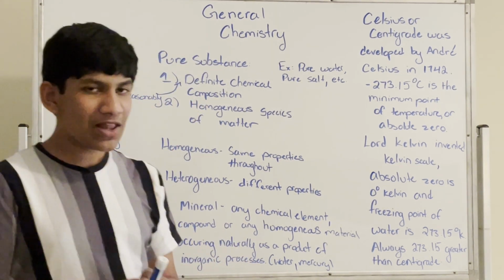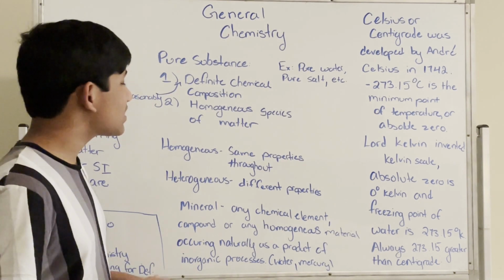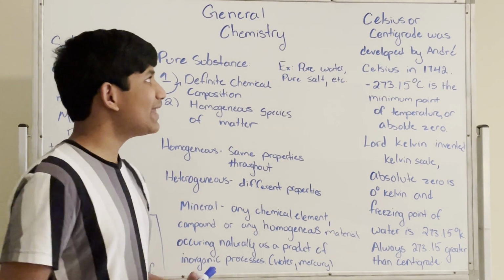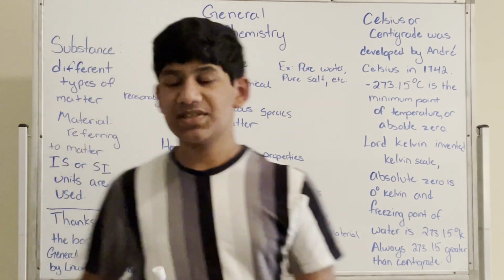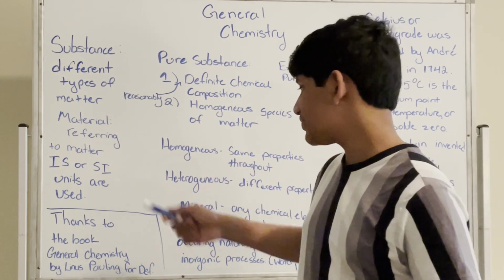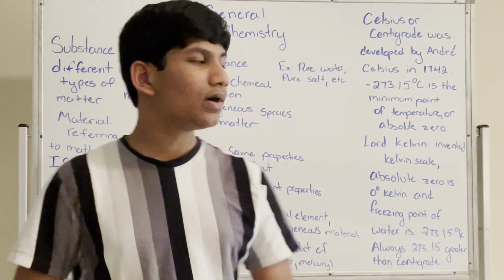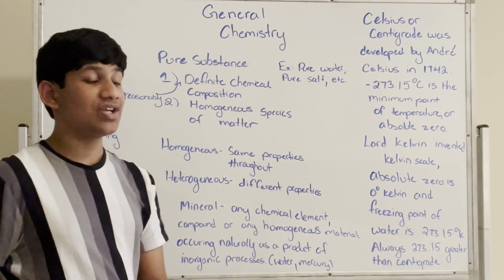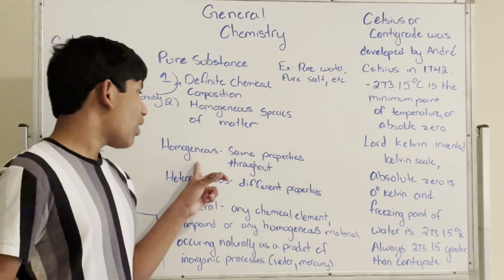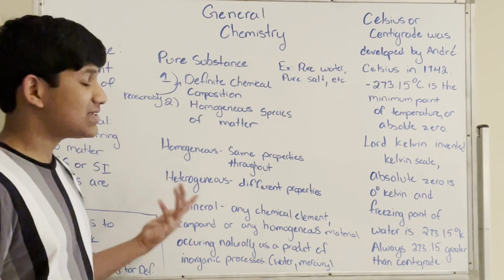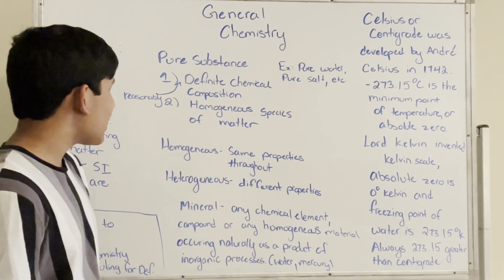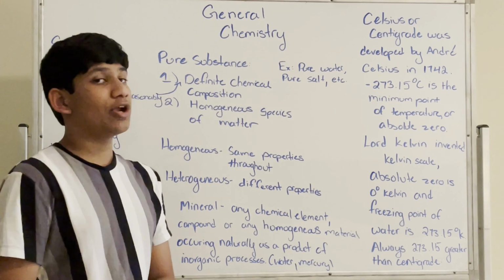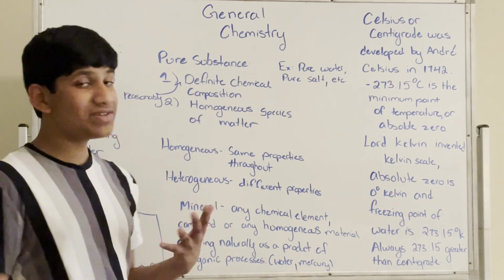Okay, now let's actually talk about some of the most important definitions inside the substances and materials. So you have to first talk about homogeneous and heterogeneous properties. Now, homogeneous just means we have the same properties throughout, and heterogeneous just means we have different properties. Now, what does this mean to us?